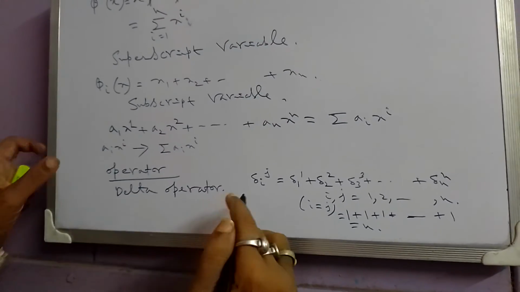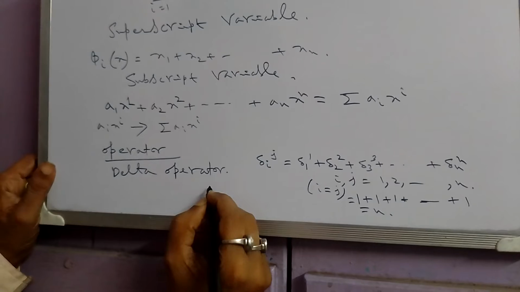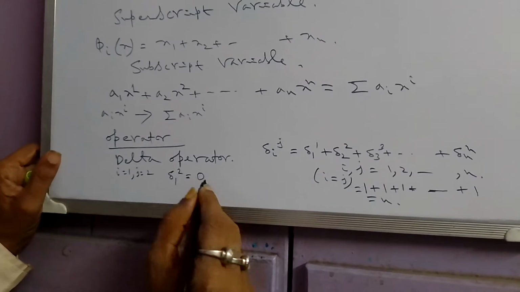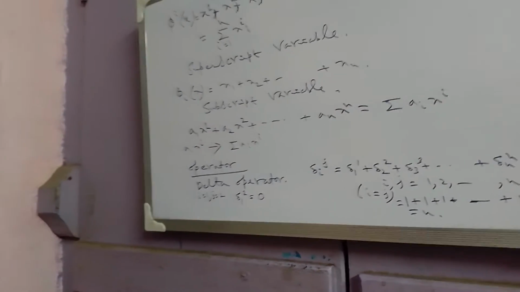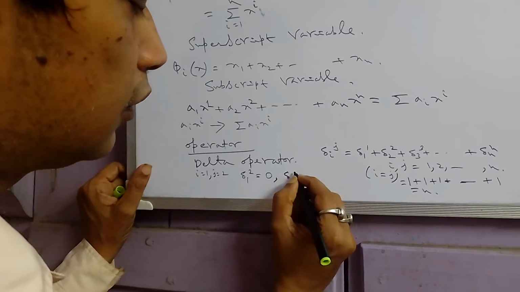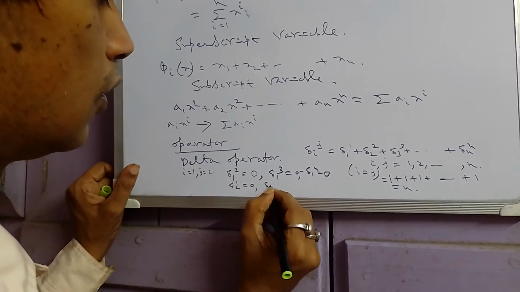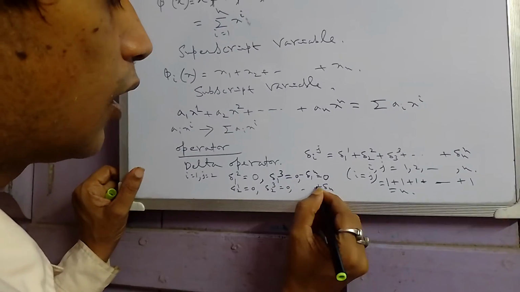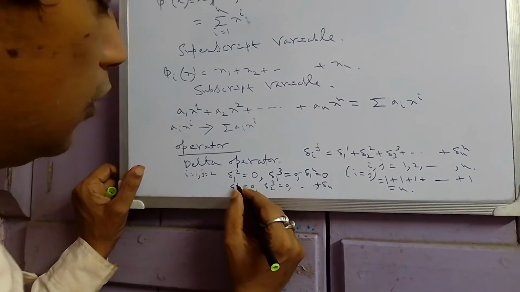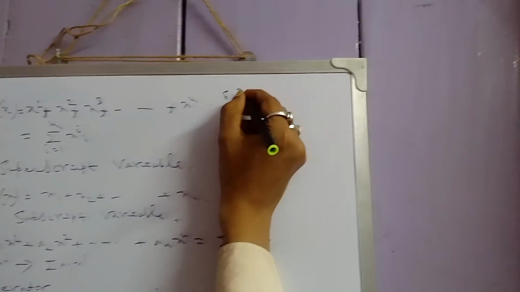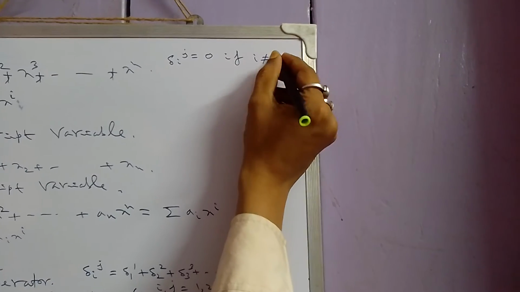But if we consider a different view, that is i not equal to j, what happens? Suppose i is equal to 1 and j is equal to 2, then delta 1 2 produces 0 by definition. This is the Kronecker delta we use in many cases, and it is a transformation operator. Delta 1 3 is also 0, delta 1 n is also 0. Similarly, delta 2 1 produces 0, delta 2 3 produces 0, and delta 2 n is also 0. In this way, finally we find delta i j is 0 if i is not equal to j. So we get two kinds of results.